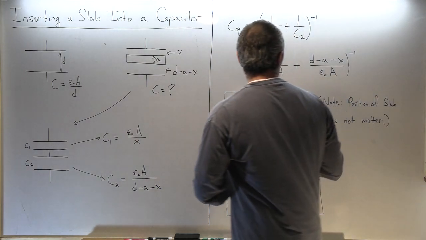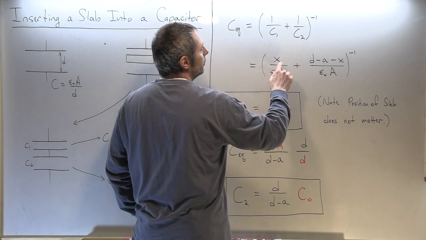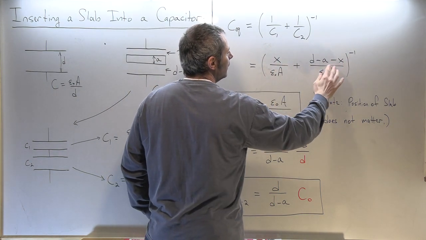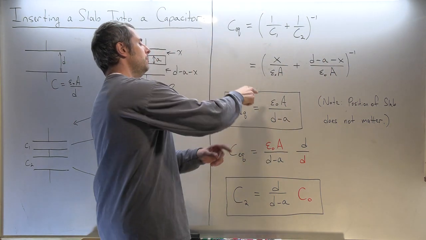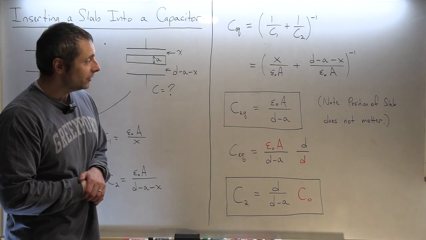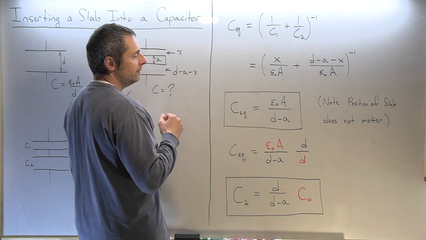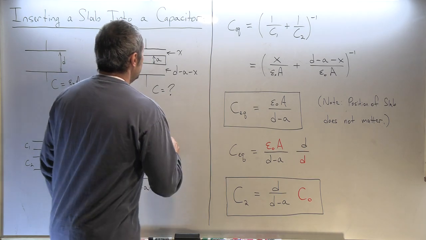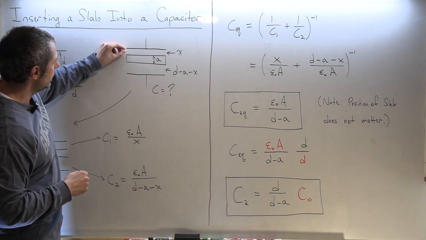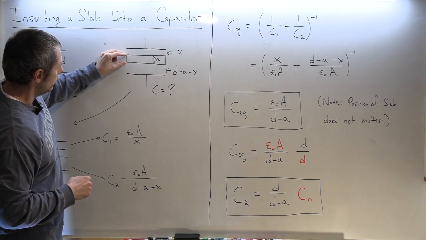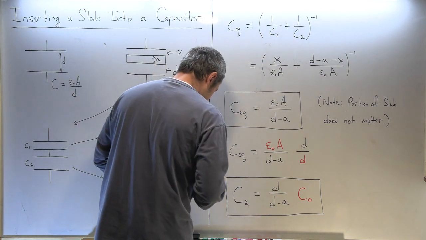Now you see, conveniently, they already have a common denominator, epsilon 0 A. So the x here and the minus x cancel, leaving us d minus a over that common denominator, which we flip over and we get the new capacitance. And as I wrote here, note that the position of this slab doesn't matter. x is not in the formula. I could have this very close over here and a big gap down here, or right in the middle, or the other way. The x coordinate doesn't matter.